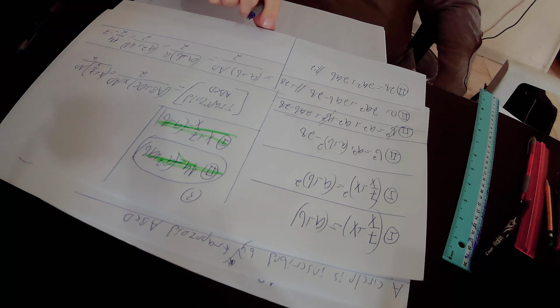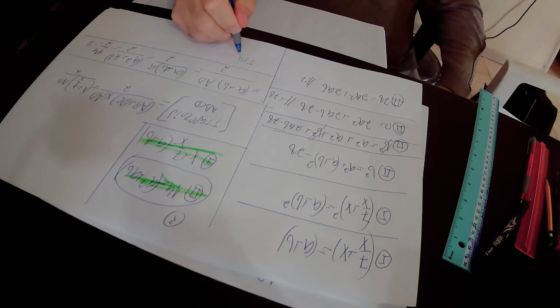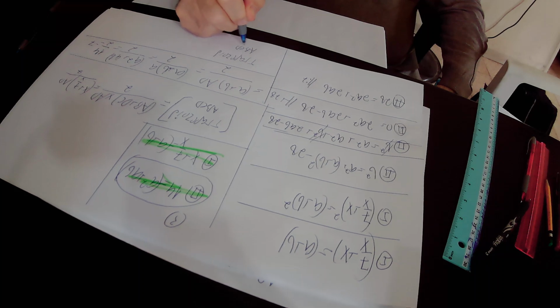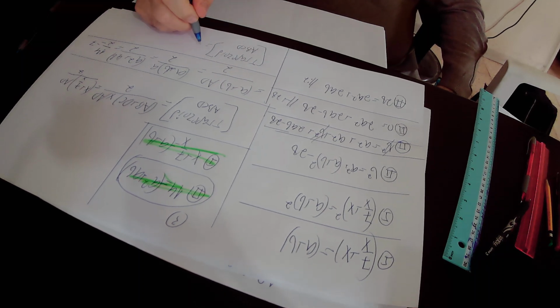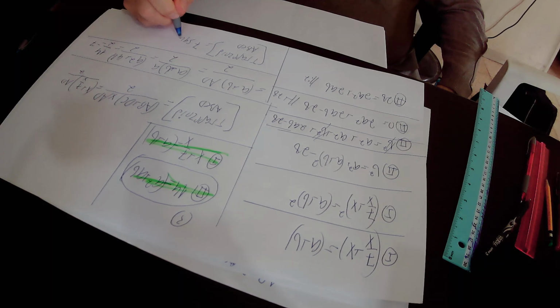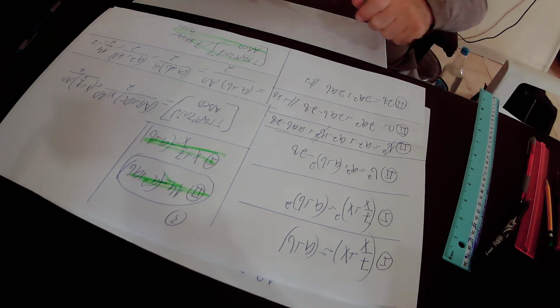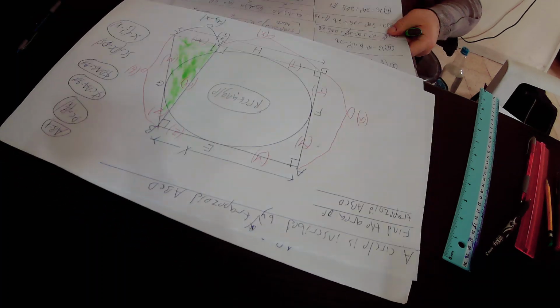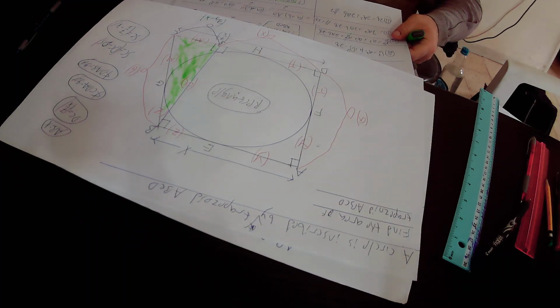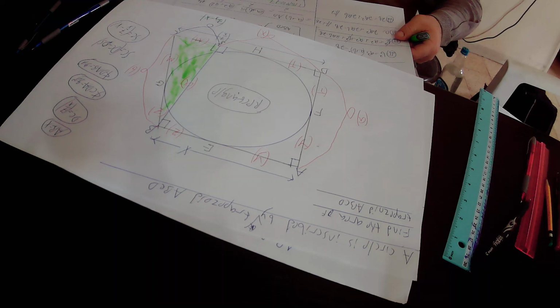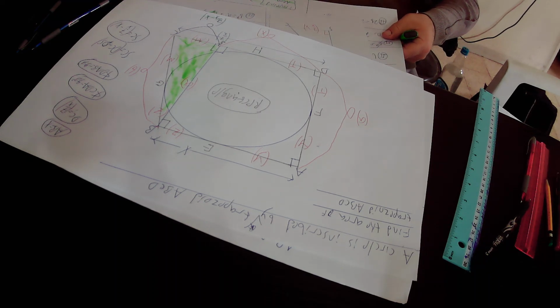In conclusion, we found out that the area of trapezoid ABCD equals 7 square units. I repeat again, the area of this trapezoid ABCD equals 7 square units. So we finished with the first question. In the next step, I present to you the second question, and we solve the second question.